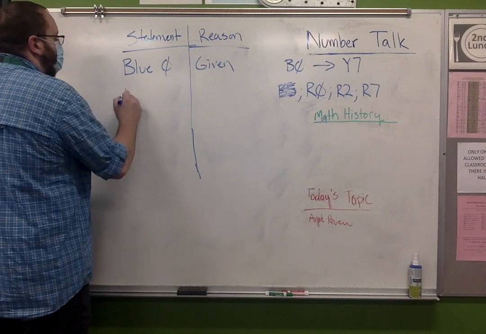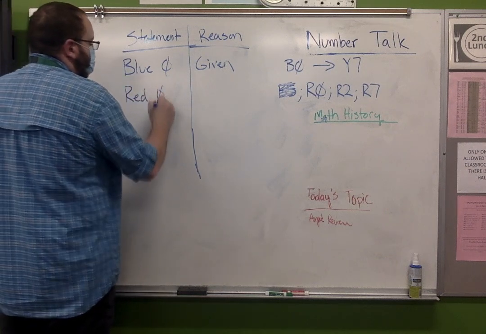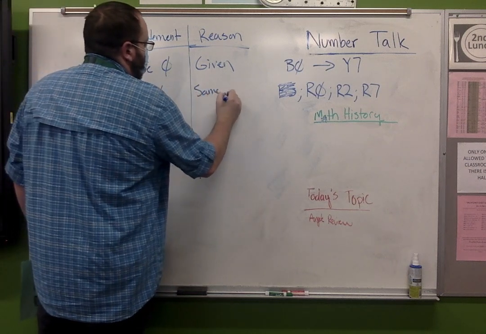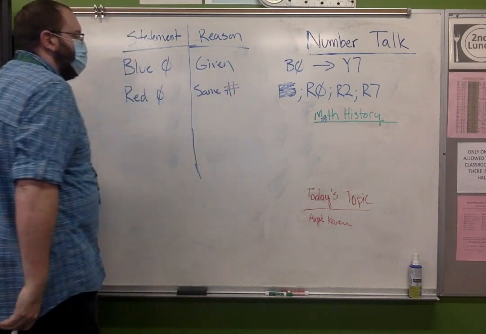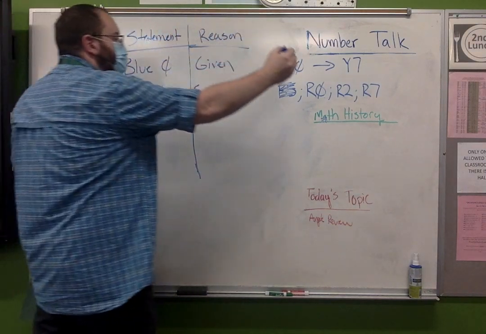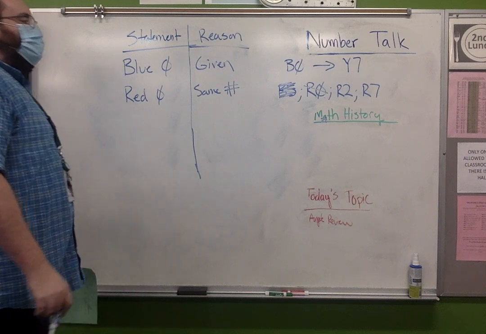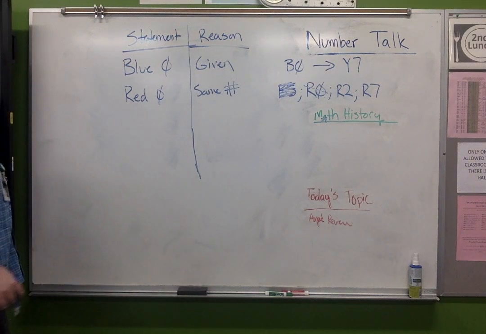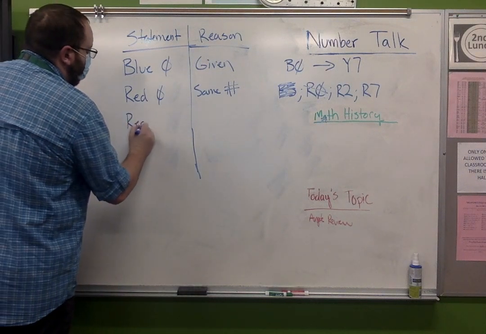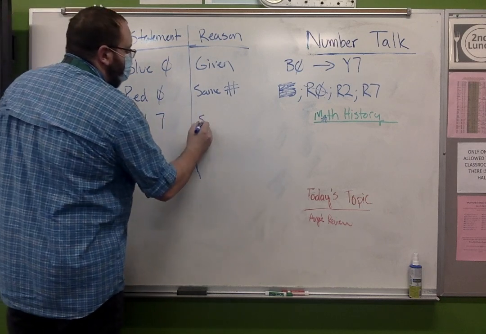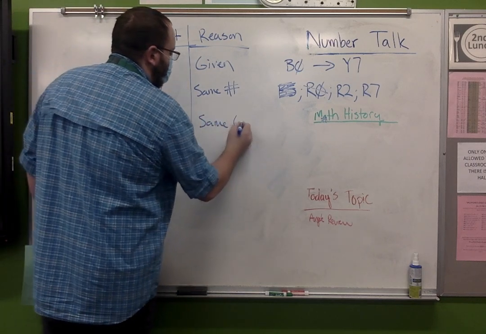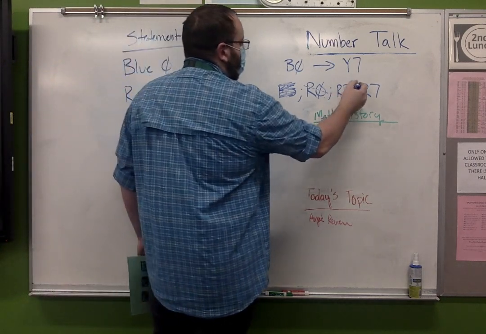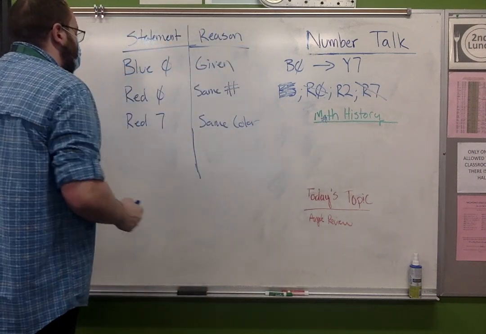But I do know I can put a red 0 on for same number. I could put a red 2 on if I wanted. But what if I just go straight to red 7? I can do that because of same color. And then I can go straight to yellow 7.